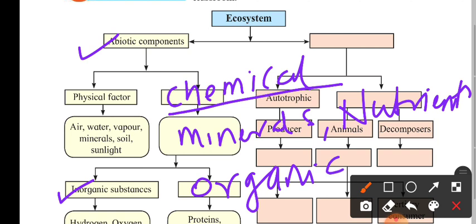The inorganic substances are further classified into elements or atoms, like hydrogen, oxygen, nitrogen, calcium, iron, sodium, potassium, meaning the simple components. On the other side, the organic substances are further classified as proteins, carbohydrates, fats, meaning all the nutrients and minerals required for living organisms. So this is about the abiotic component of the ecosystem.